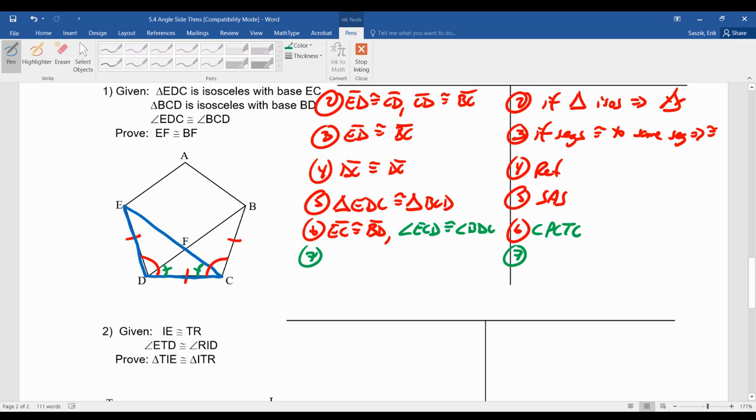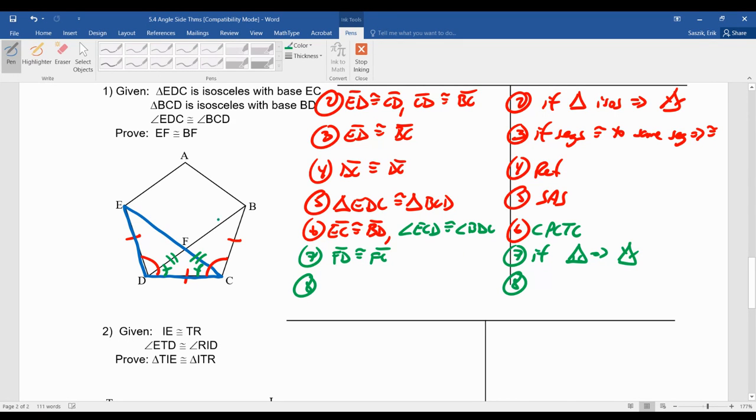Now, I hope you see where we're going with this. Look at this little triangle down here now. We have the base angles congruent. That means the opposite sides, FD, is congruent to FC. And that's from if angles, then sides.